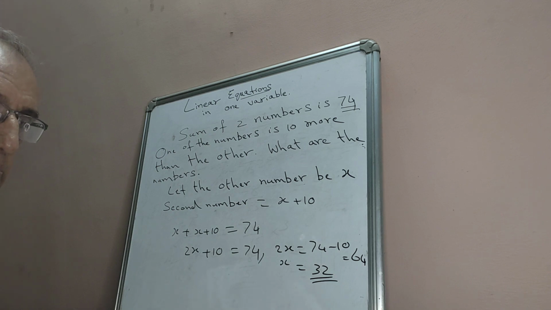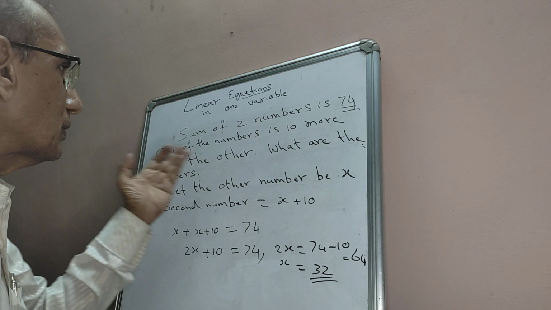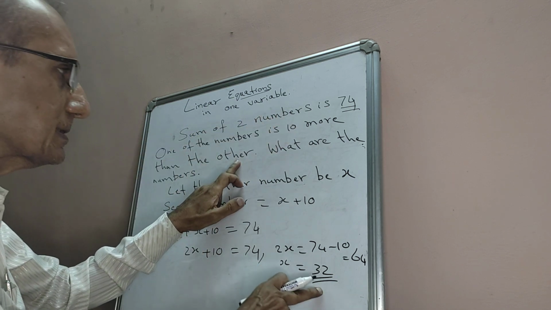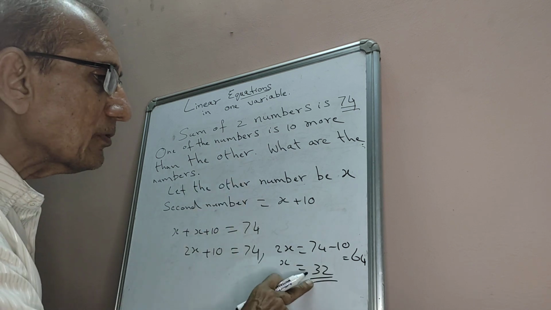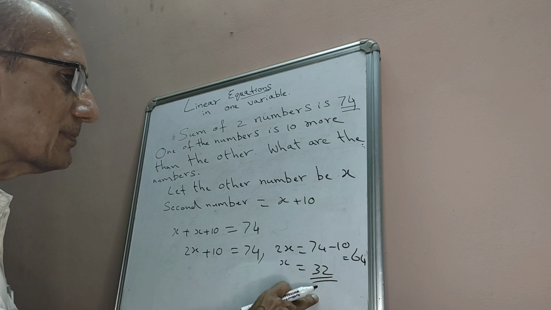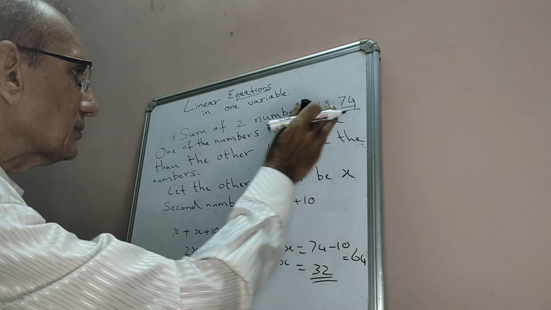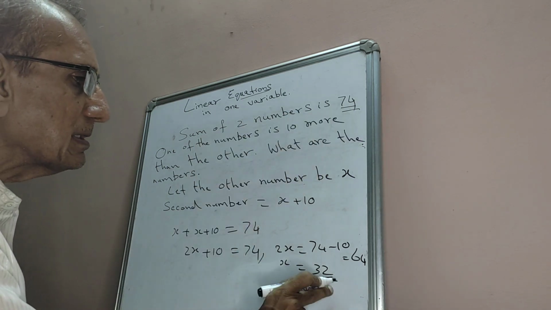Right? So he says the sum of two numbers is 74. One of the numbers is 10 more than the other. Suppose this number is 32. The second number is 10 more than this, which means 42. Now the sum of these numbers should be 74. 42 plus 32, if I add, it becomes 74. So it gets satisfied. Right? So the answer is correct. So x is equal to 32.